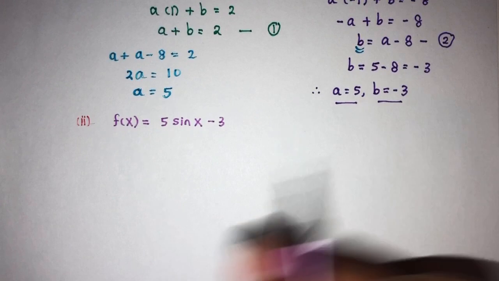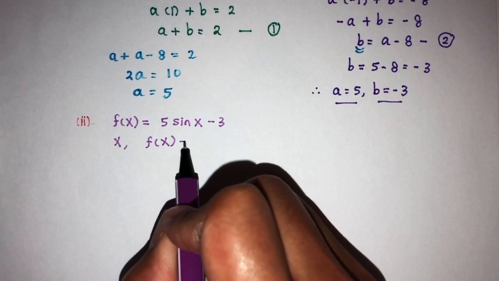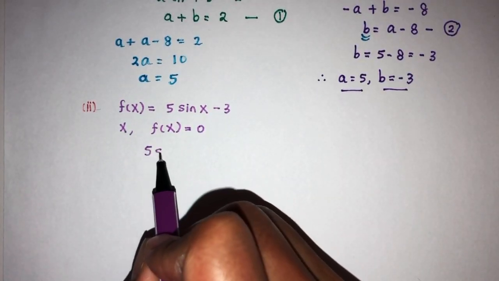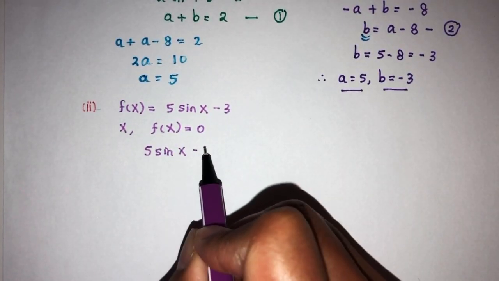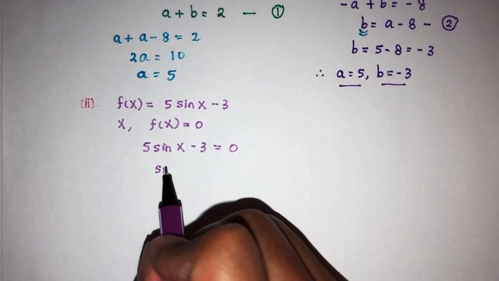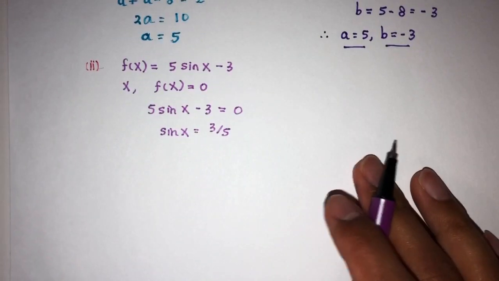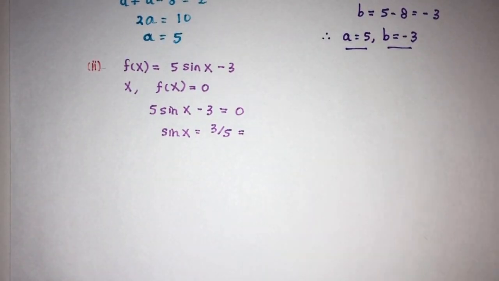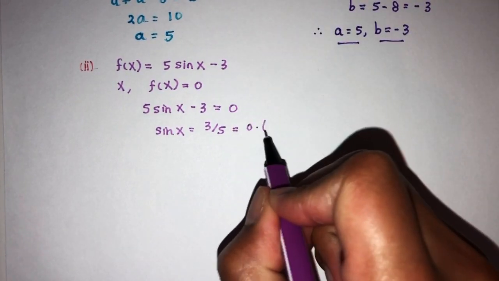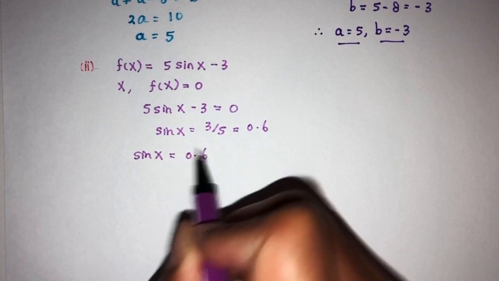So now we have to solve for the values of x when f of x is equal to 0. So let's replace this. F of x is 5 sine x minus 3 is equal to 0. Now, which means sine of x is equal to 3 over 5. Now, we can always simplify this to decimal. 3 divided by 5 will be 0.6. Right, so we have sine of x is equal to 0.6.